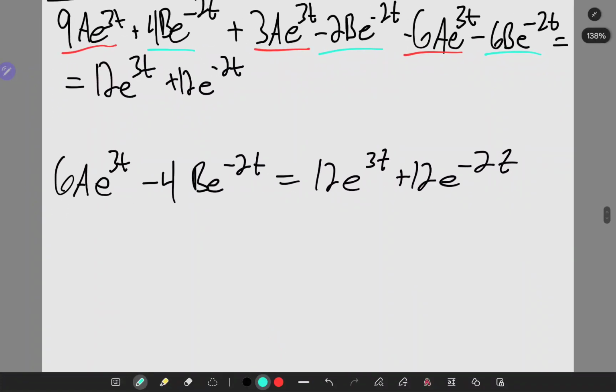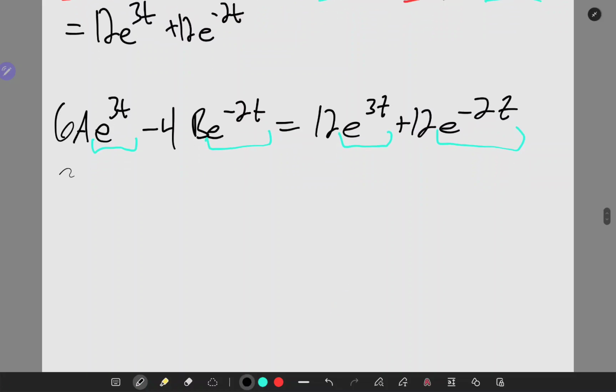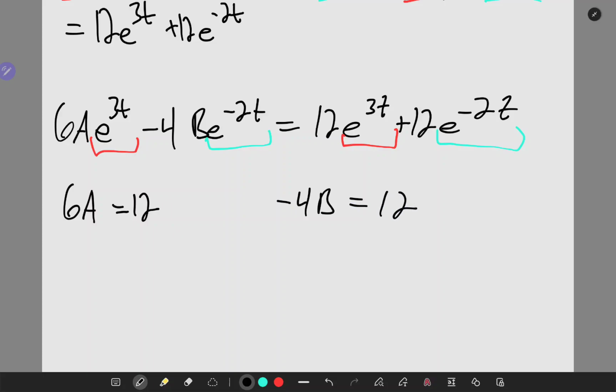So like terms, we're going to look at this part here, and this part, and this part, and this part. So then we look. We see that 6a is equal to 12. I should have done these in different colors, right? And minus 4b is equal to 12. Right? I equated this with this and this with this.